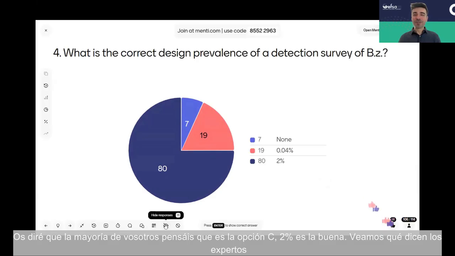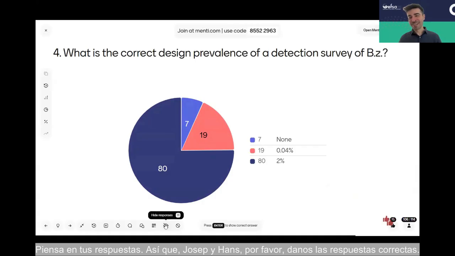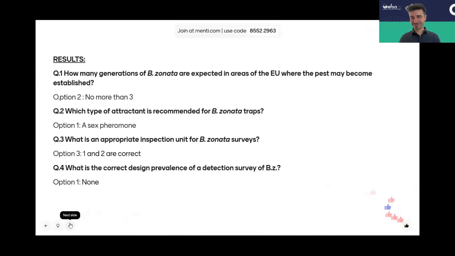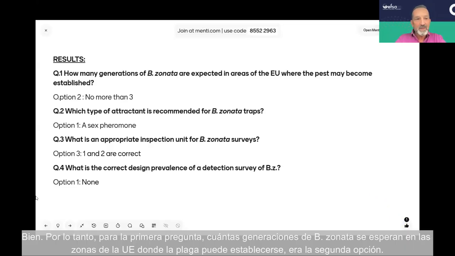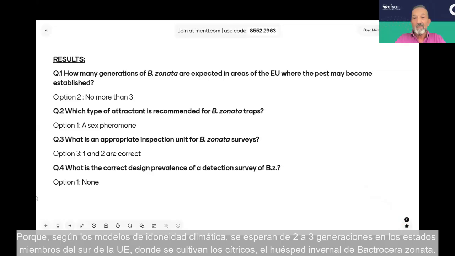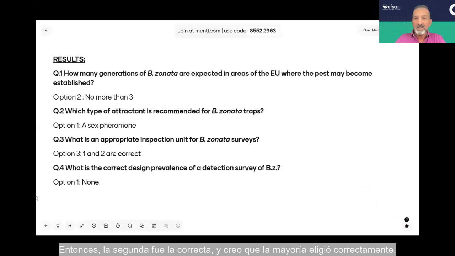Let's see what the experts think about your answer. So Josep and Hans, please give us the correct answer. Okay, shall we start with the first one? Sure. For the first question, how many generations of Bactrocera zonata are expected in areas of the EU where the pest may become established? It was option 2, because according to the climatic suitability models, 2 to 3 generations are expected in southern EU member states where citrus, the winter host for Bactrocera zonata, is grown. So 2 was correct, and I think that most of you chose correctly.